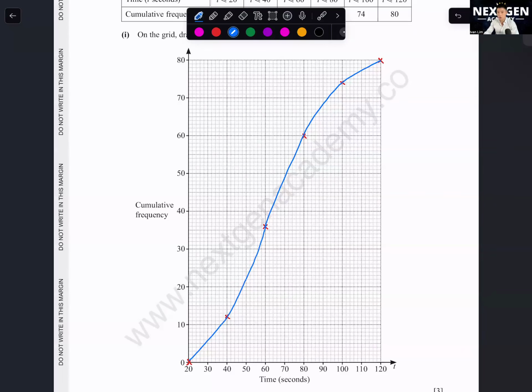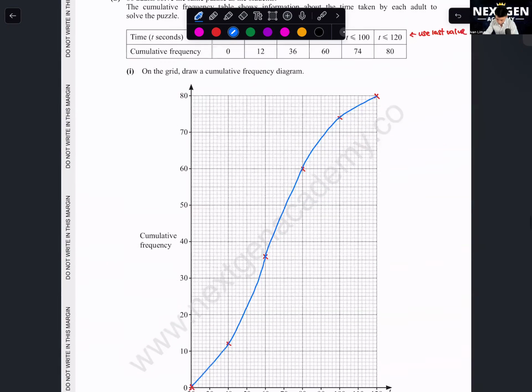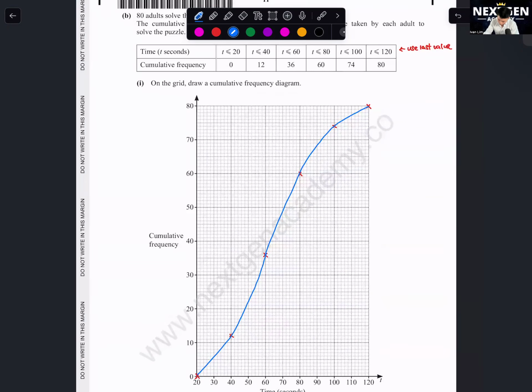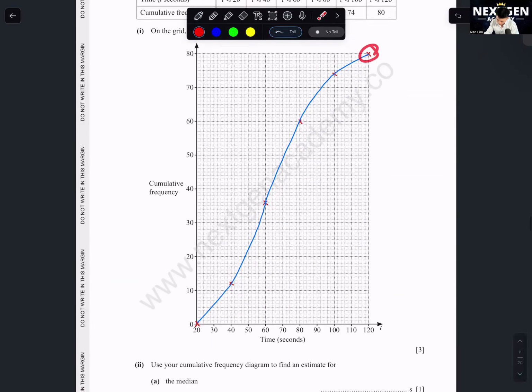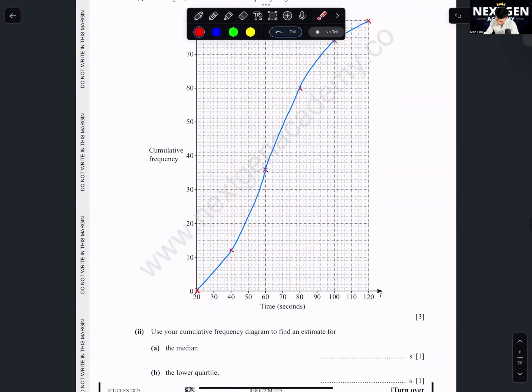You follow according to your graph scale, so my drawing and your drawing may be a little bit different. Let's just double check all the values again. 40, 12. 60, 36. 80, 60. 100, 74. And 120, 80.